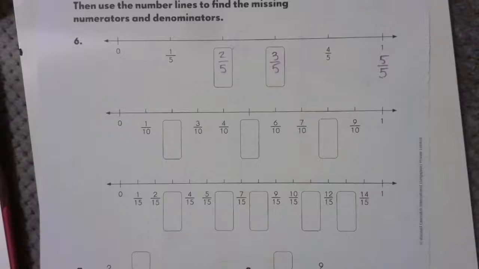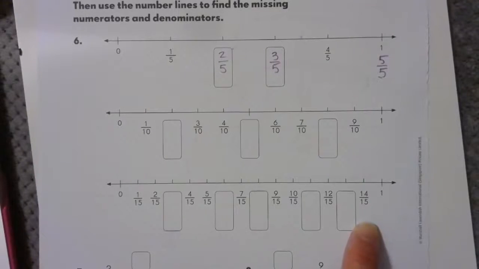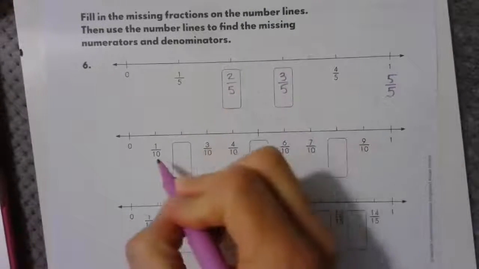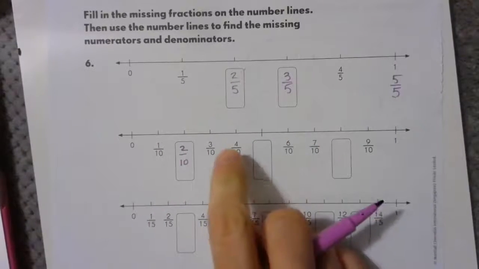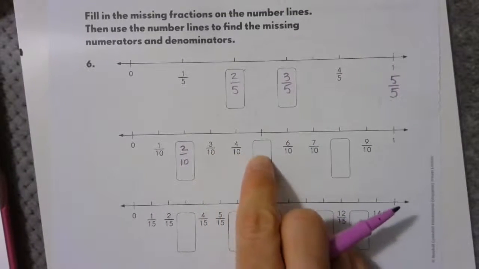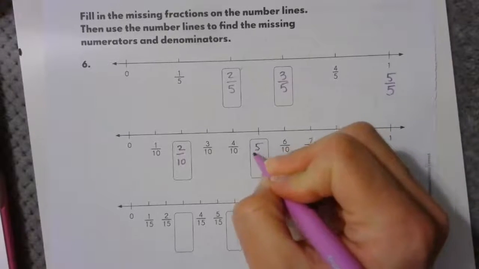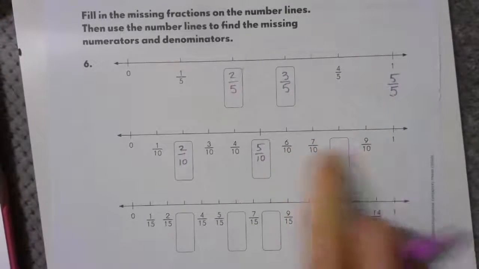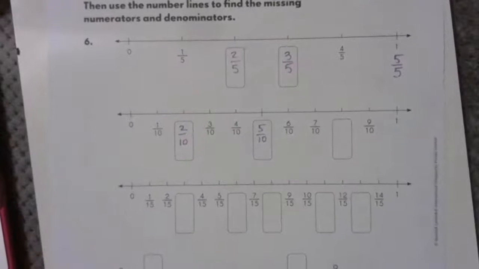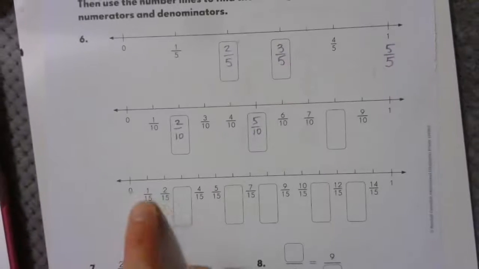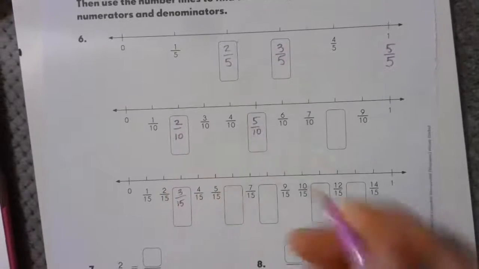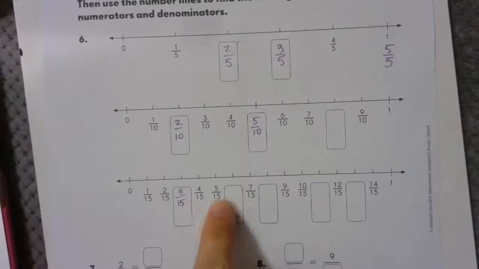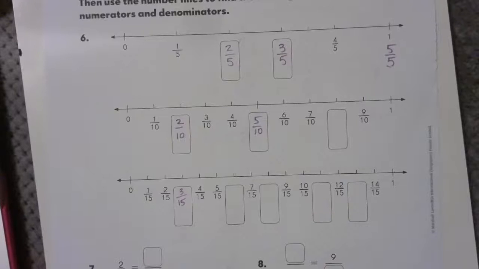Okay? This number line is divided into tenths, and this number line is divided into 15ths. So obviously if this is 1/10, then the one that comes right after that would be 2/10. And then there's 3/10 and 4/10. And then this would be 5/10. And you get the idea. You can fill that one in. Okay? Over here, we have 1/15 and 2/15. So this would be 3/15. Okay, and this is 4/15 and 5/15. And you can fill the rest of those in.